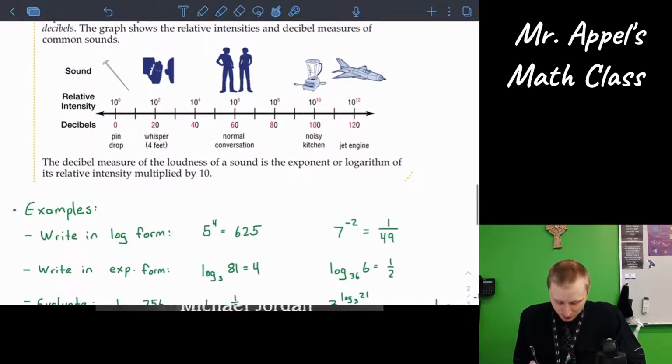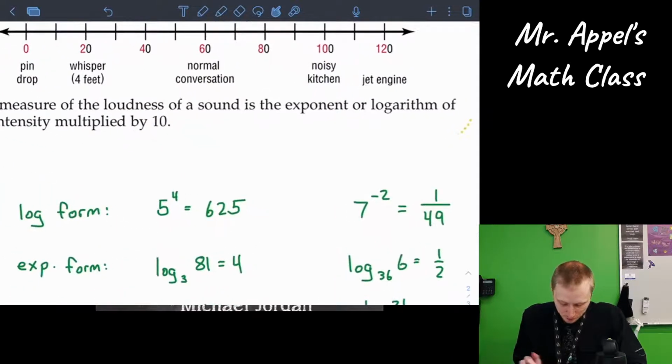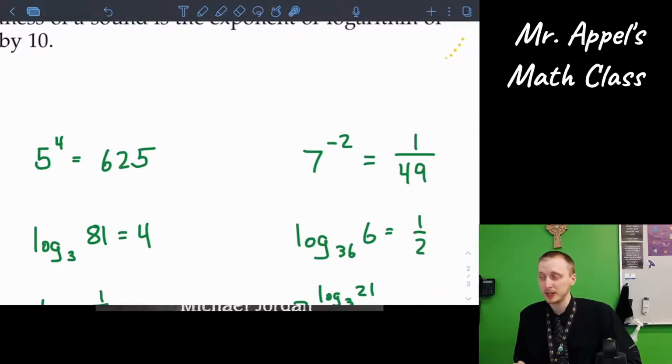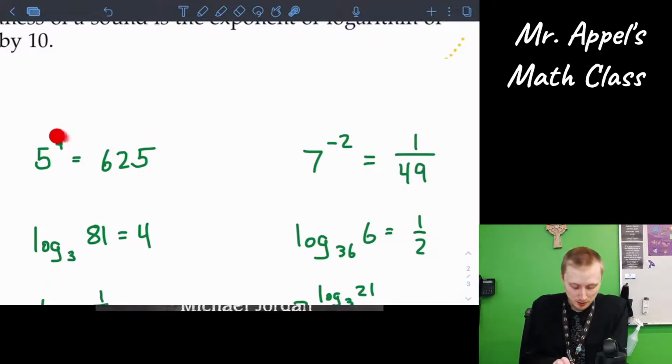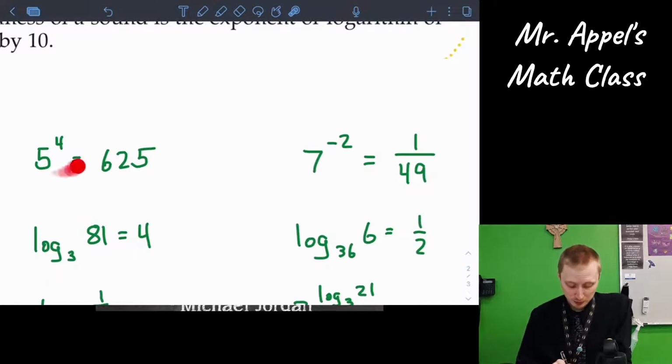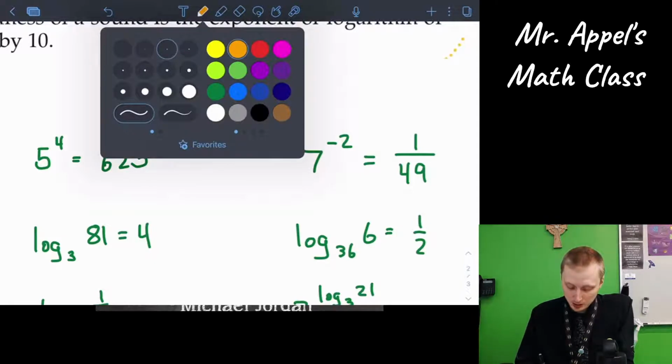All right, so first up, writing in log form versus exponential form. Notice that these are complete statements, right? They are finished equations, no variable, no missing, no unknown, nothing. It's just one of them is written as something to an exponent, and another version is written with a log. There is no exponents shown here. Okay? You can freely convert from one to the other.